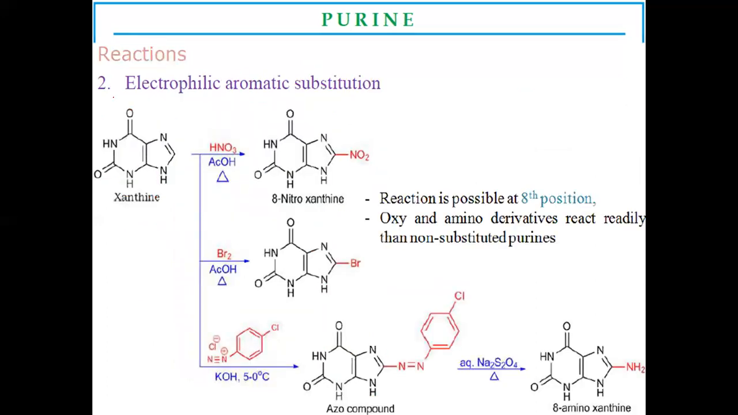Now similarly, the next reaction is electrophilic aromatic substitution reactions. Here, for the electrophilic aromatic substitution reactions, we have to consider a derivative of purine, that is xanthine. Xanthines undergo nitration, which forms 8-nitroxanthines. For the electrophilic substitution reaction, the 8th position is the most favorable, the most possible position for electrophilic substitution. Apart from the 8th position, there is no other suitable position.